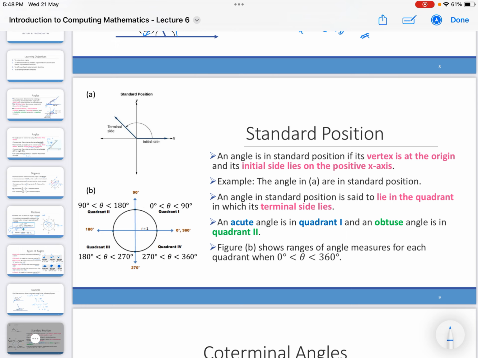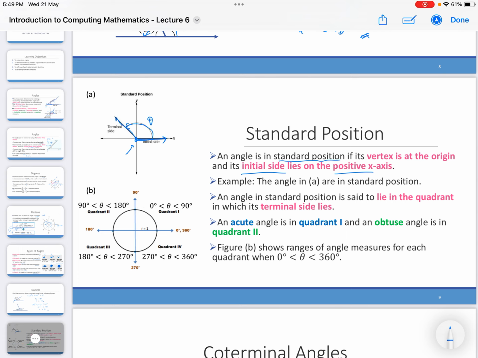Okay, so an angle is in standard position if its vertex is at the origin. So the vertex here is at the origin, 0, 0. Okay, and then the initial side lies on the positive x-axis. So basically this one is the initial side, positive x-axis. Okay, so for example, the angle in A is in standard position. So we have the vertex at the origin and the initial side is here, and then the terminal side can be anywhere. So let's say the terminal side is here, so the angle is this one.